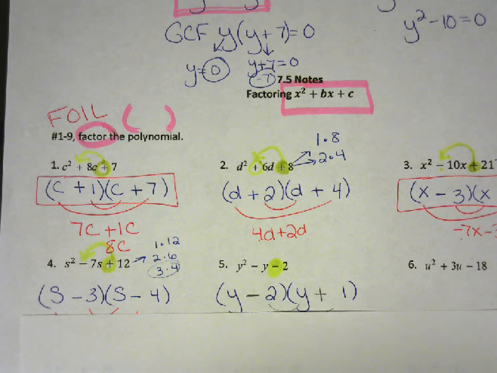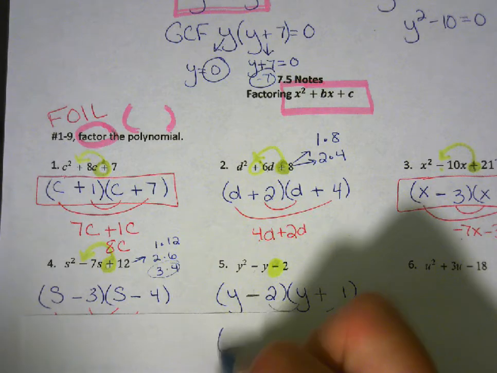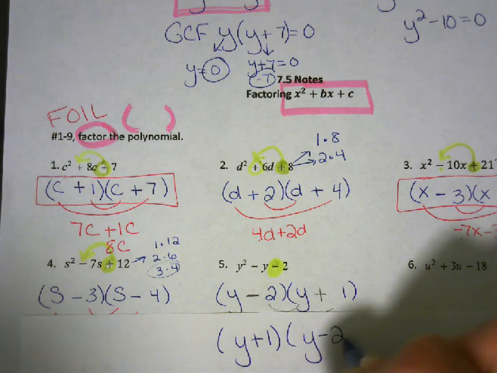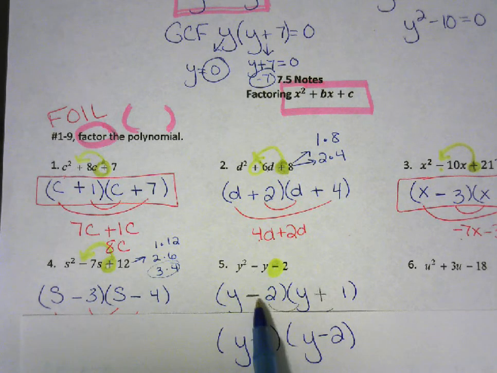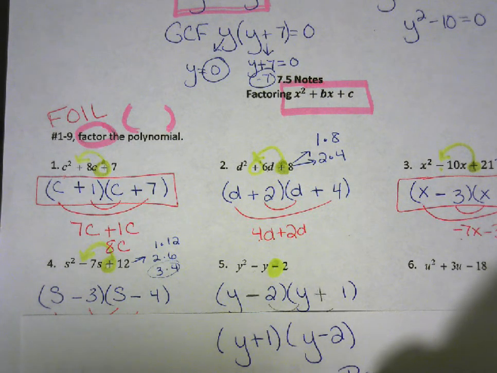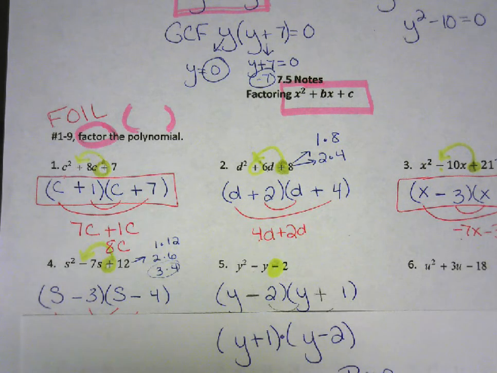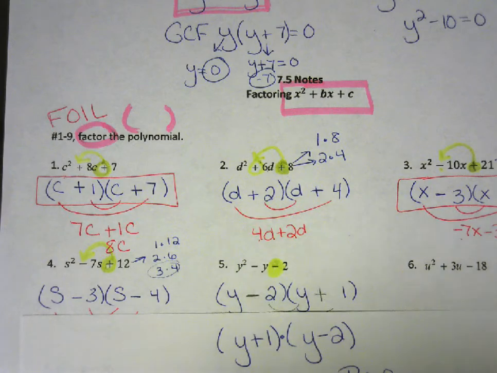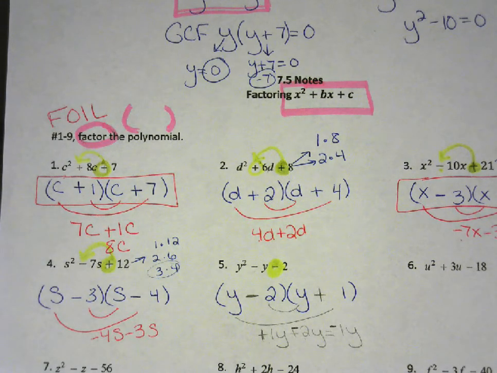Now, here is another way to write the same answer. Y plus 1 and y minus 2. Do you notice, though, how the subtraction sign belonged with the 2 and the plus sign belonged with the 1? Remember, this is called the commutative property because technically you're multiplying. So the order of the parentheses does not make a difference. What does make a difference is what's inside the parentheses. So please be careful of that and watch for that.